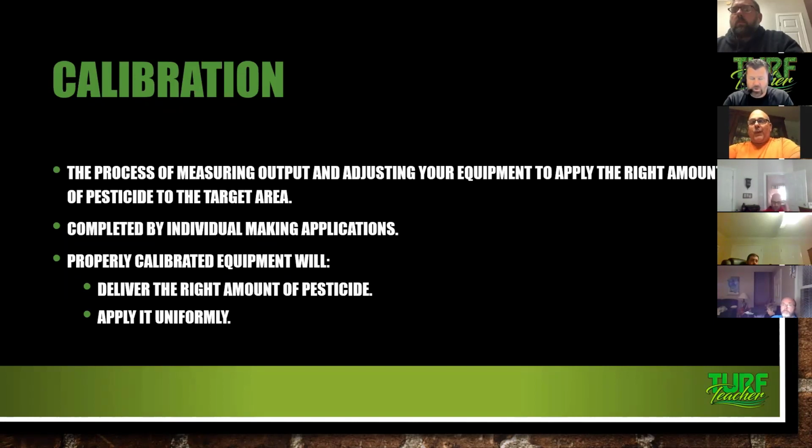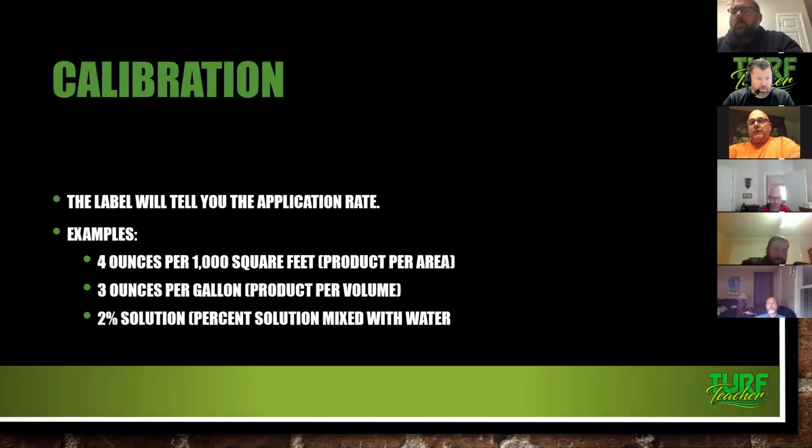But then what do they need to do to that calibrated equipment in the evenings when they get home? Clean it. Get it ready for the next morning. And your properly calibrated equipment will deliver the right amount of pesticide and apply it uniformly. The label will tell us the application rate. We're going to look for things such as 4 ounces per 1,000 square feet.